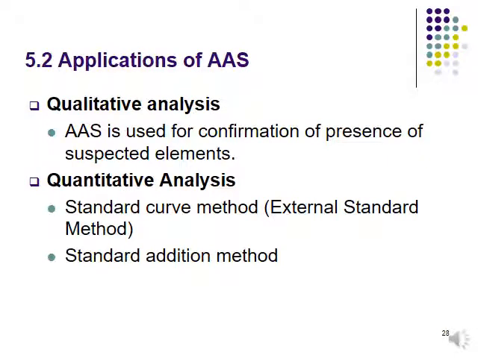So now let's look at the application of AAS. Basically we have two kinds of analysis. The first one is qualitative analysis. This AAS can be used to confirm the presence of suspected elements. The second one is quantitative analysis. We can simply construct a calibration curve based on the prepared standard solutions, and this is what we call the external standard method. We also have another calibration method called the standard addition method.